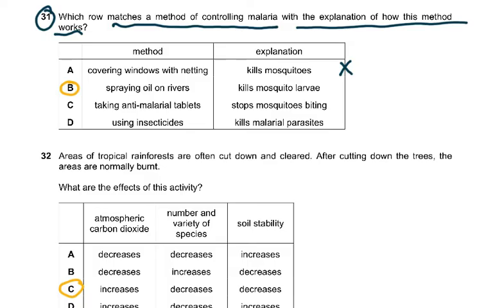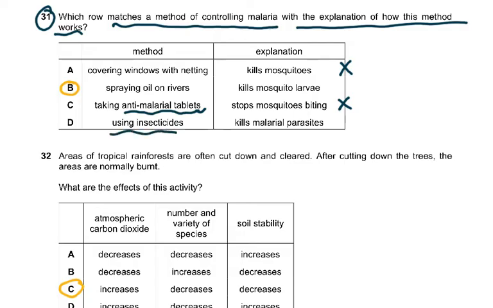Then I'm just going to talk about the ones which were wrong. Taking anti-malarial tablets. You take anti-malarial tablets so that if God forbid the plasmodium enters when a mosquito sucks your blood, then if the plasmodium enters, then already if you have the tablet, it will kill the plasmodium. So this was wrong.